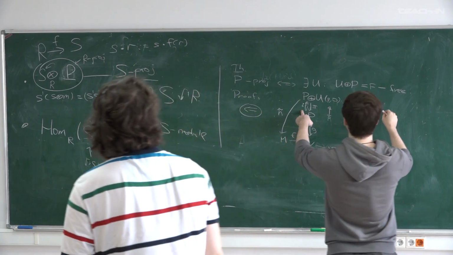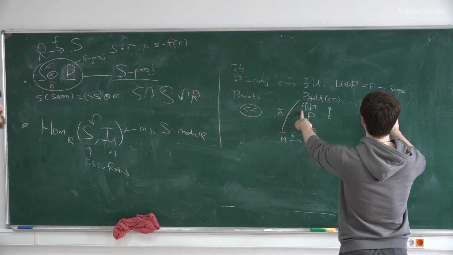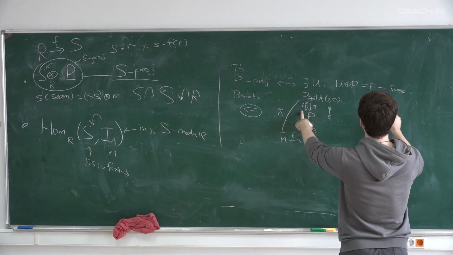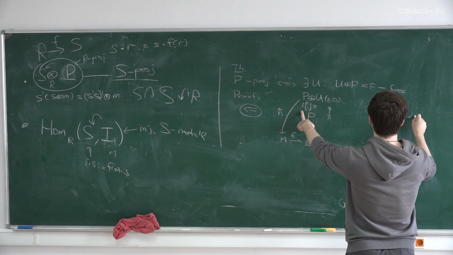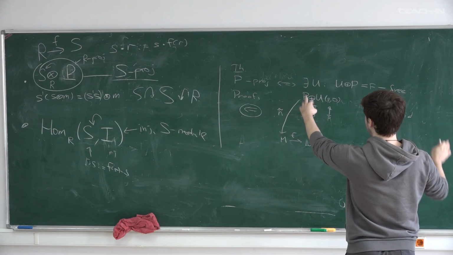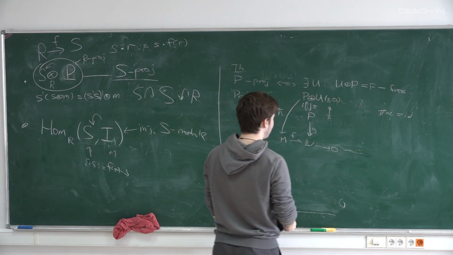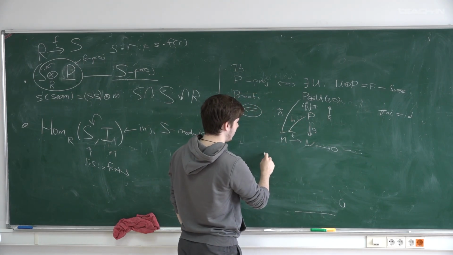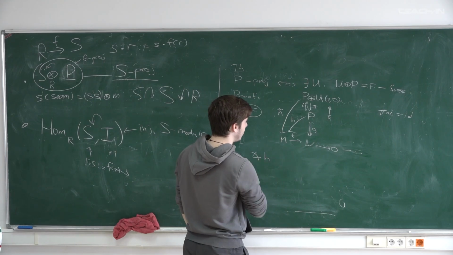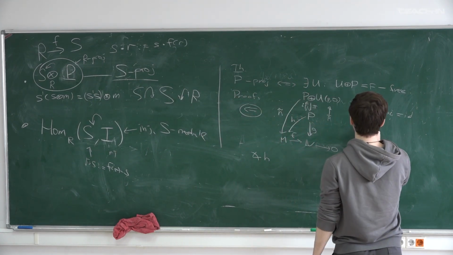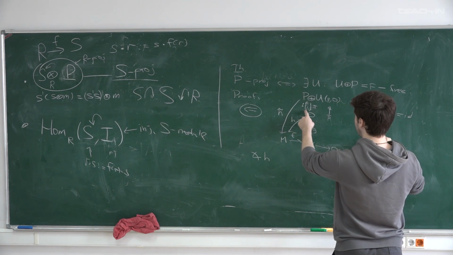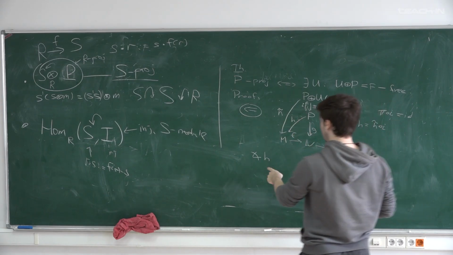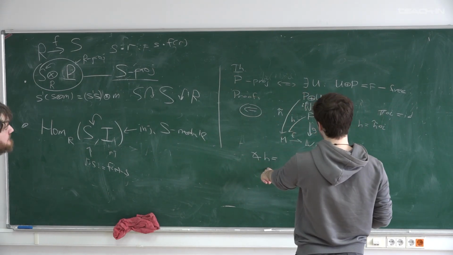And I have I from this, must be D or something. Then we have H here, and H is the composition of I and H tilde. H tilde. H is the composition. And we need to prove the commutativity.